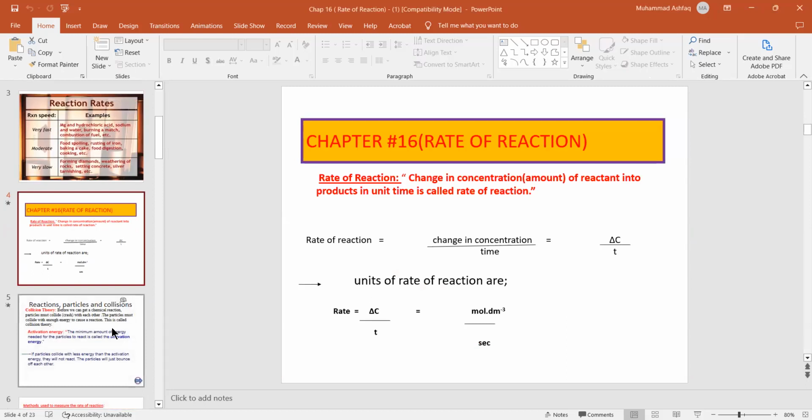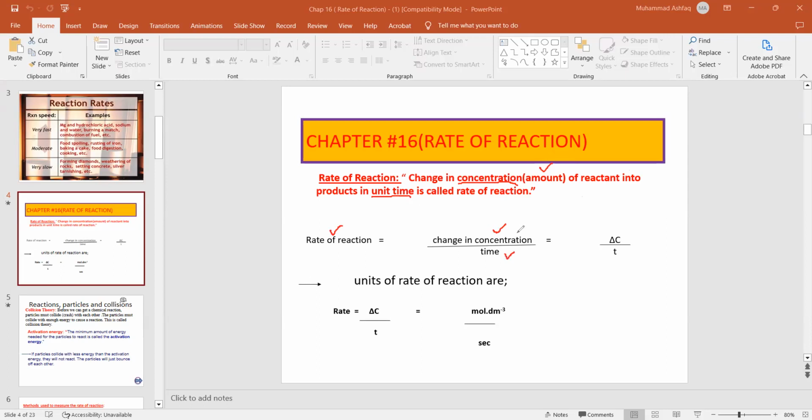Now let's see the formula that we use to find the rate of a reaction. What is it? Change in concentration. Concentration means amount, of reactants or products in a unit time. The amount of reactants or products in unit time is called rate of reaction. You can take anything. So rate of reaction is equal to change in concentration divided by time.